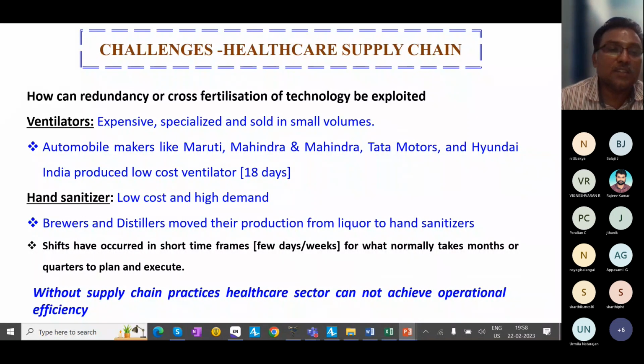And hand sanitizer, how was hand sanitizer demand fulfilled? So brewers and distillers, because it's a product, right? Liquor producers diverted to producing hand sanitizers. So this is what we call a material-centric supply chain. Shifts have occurred in a short time frame, normally a few days, a few weeks, for what normally takes months to achieve. So now this highlights, without supply chain practices, do you think that these are possible? Definitely not. So supply chain practices in healthcare enable healthcare to achieve efficiency in a timely manner, right?